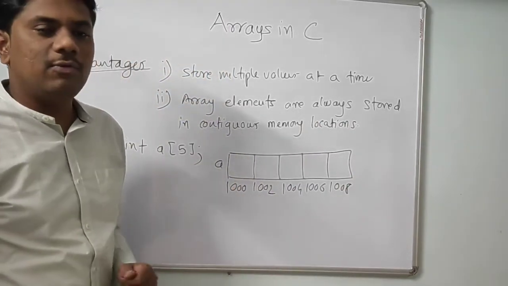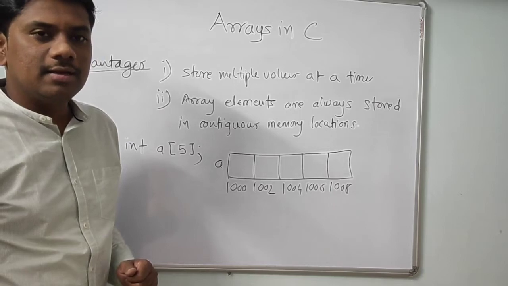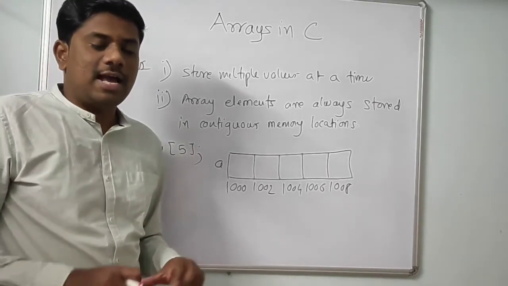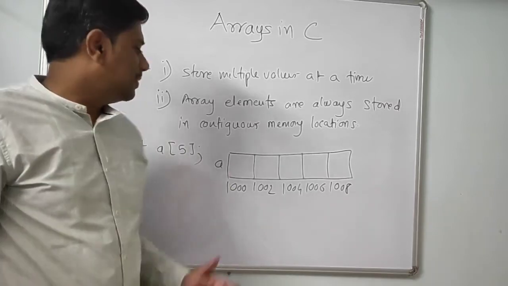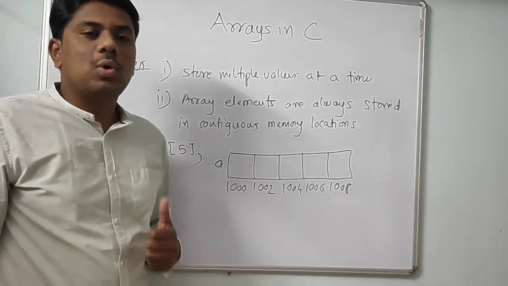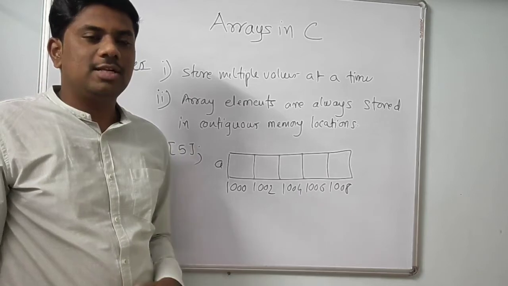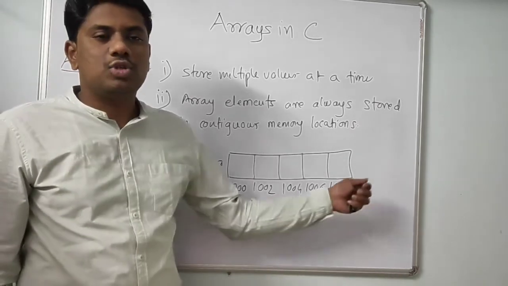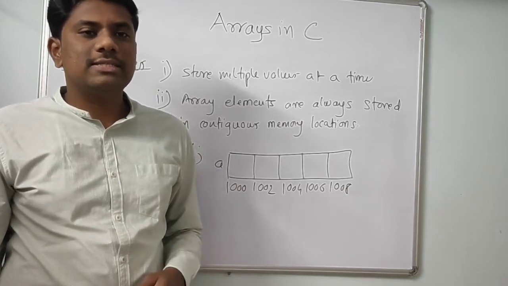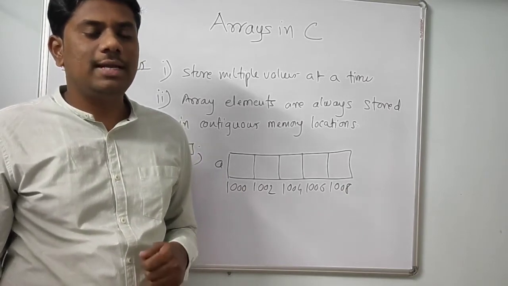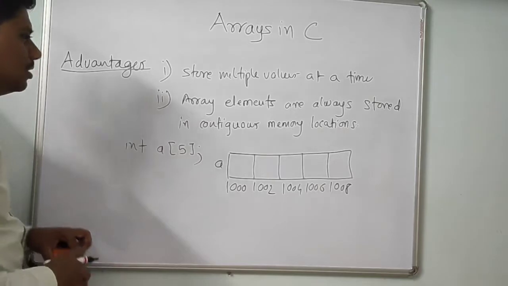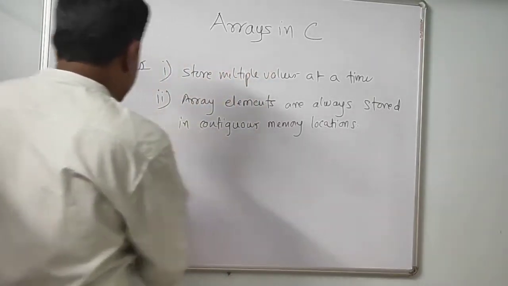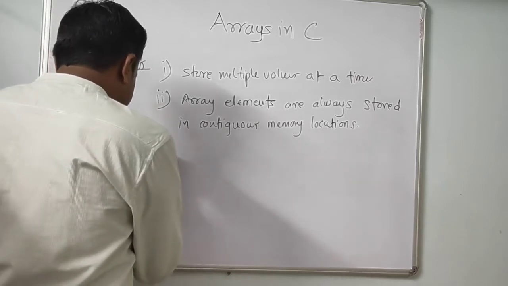So that's why we are saying that array elements are always stored in continuous memory location, and this is one of the advantages of array. Elements are not stored randomly like in a linked list. That is why an array is also called a linear data structure. Elements are stored in sequence, in linear fashion. So this is continuous memory location.